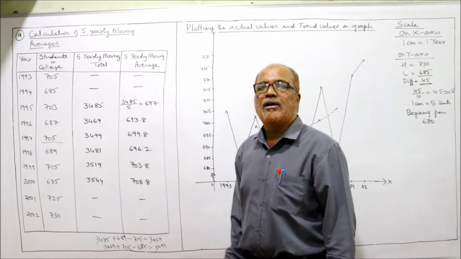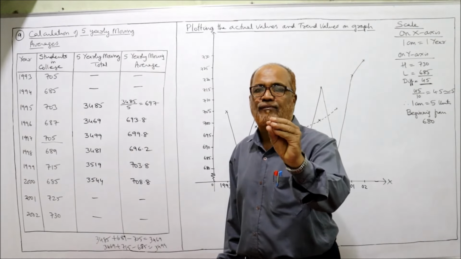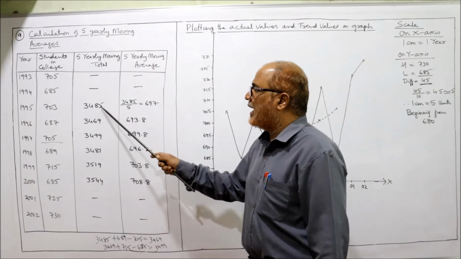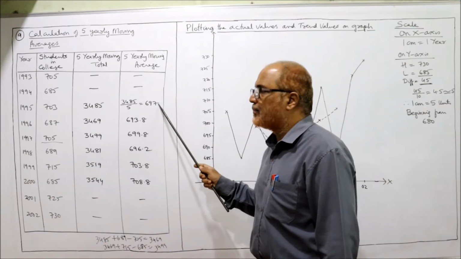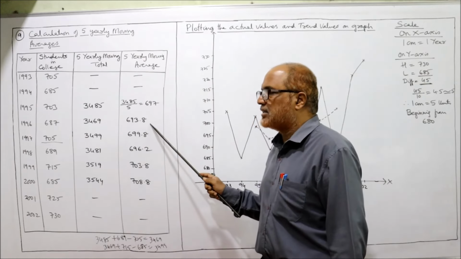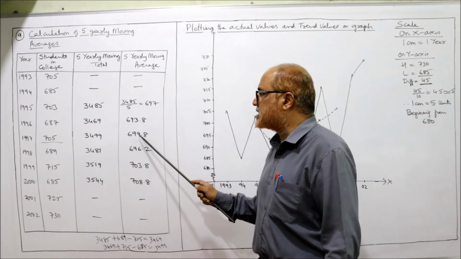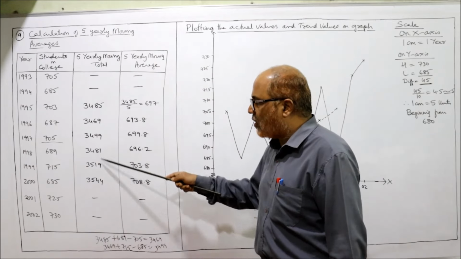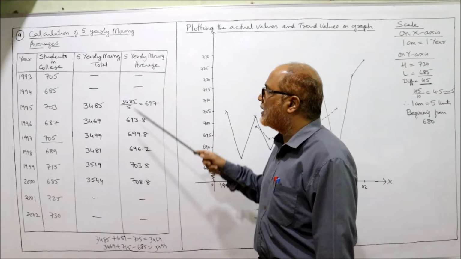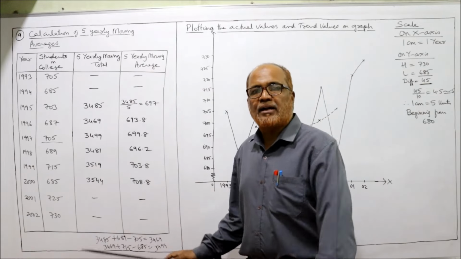Now you need the 5 yearly moving average. Divide the 5 yearly moving total by 5. You will get the average. 3485 divided by 5, 697. 3469 divided by 5, you will get 693.8. 3499 divided by 5, you will get 699.8. Like this, all the values should be divided by 5, you will get the 5 yearly moving average. That's all. The calculative part is over.